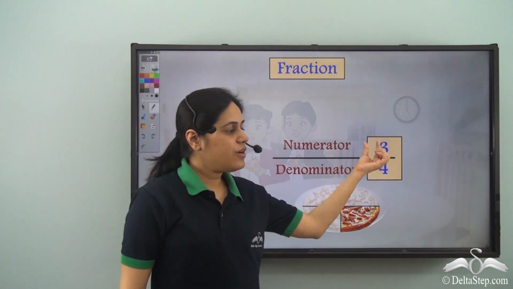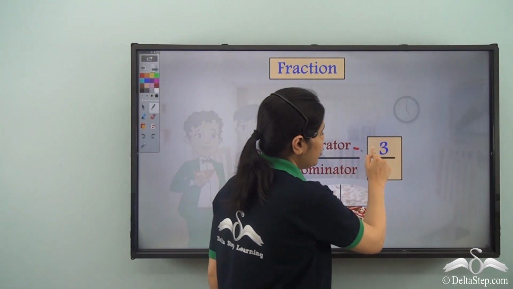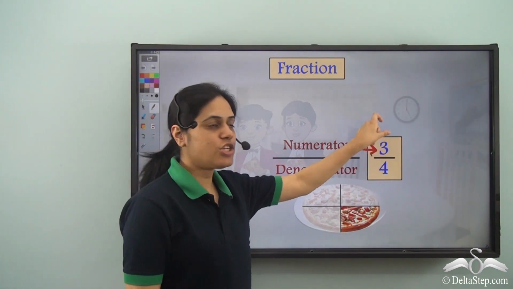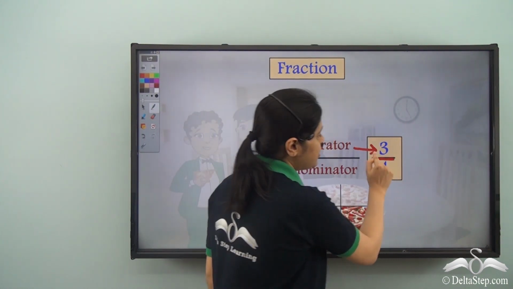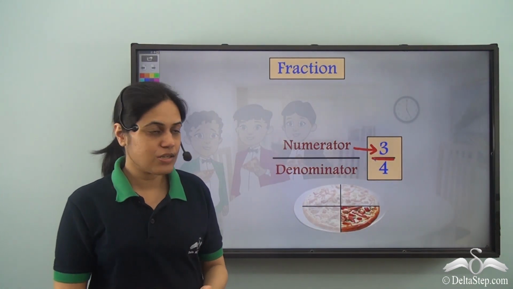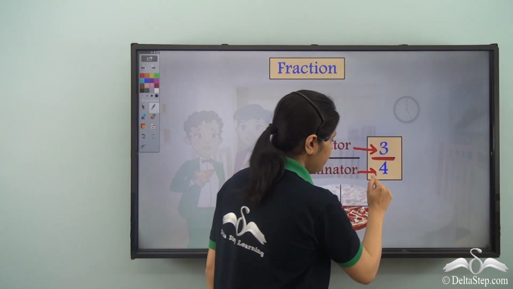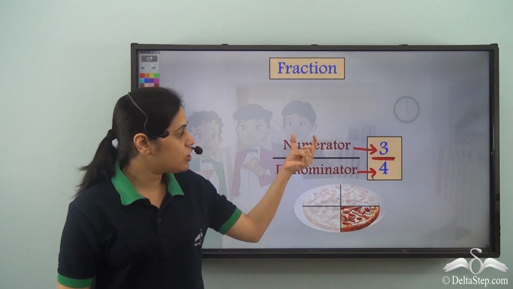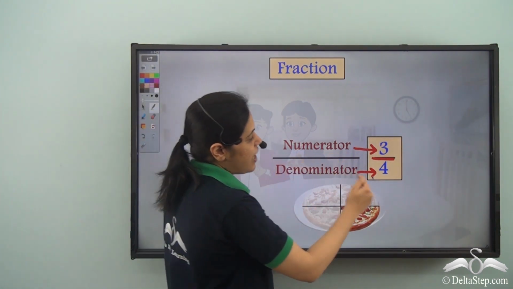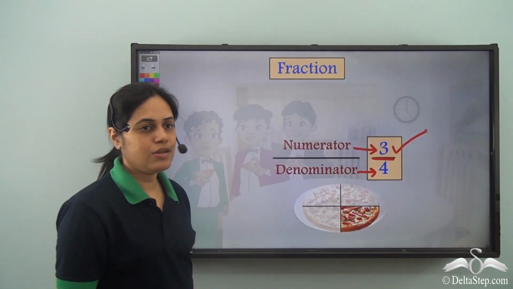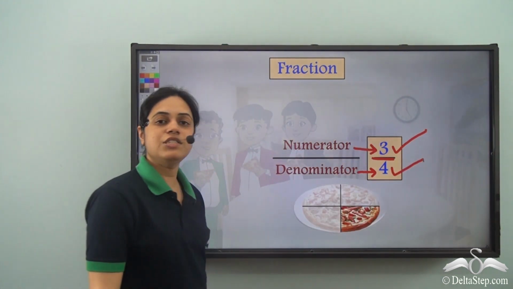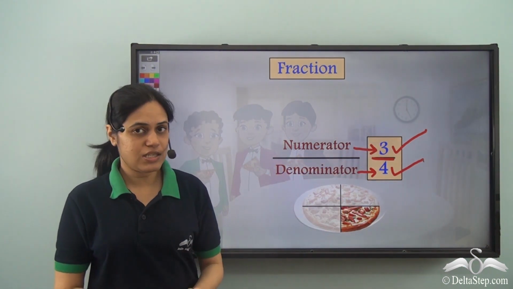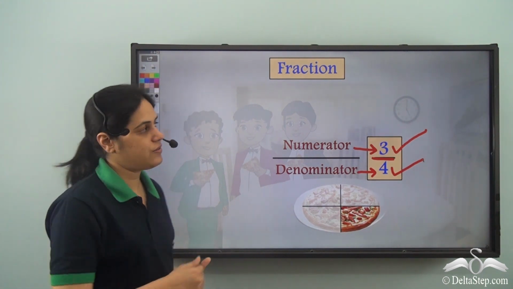The number written on top is called the numerator. If I take any fraction, the number written on top, above the line, is called the numerator, and the number written on the bottom, below the line, is called the denominator. These terms are very important. In this fraction, 3 is the numerator and 4 is the denominator. So numerator by denominator is how I can represent a fraction.